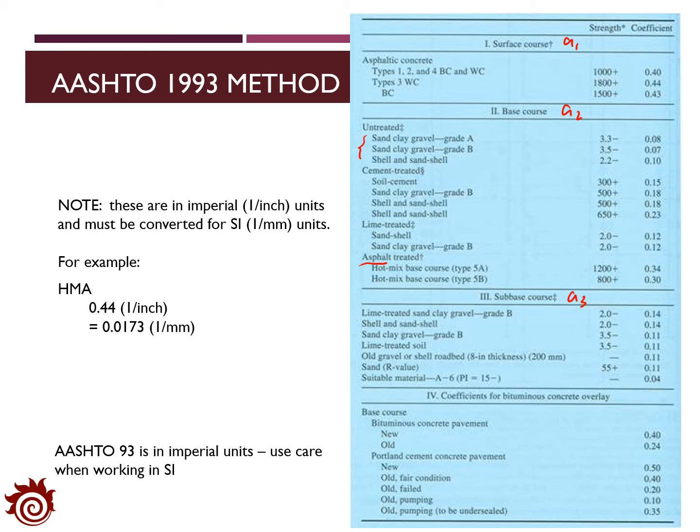Moreover, for this table, you have to use the imperial units instead of the international system of units. For example, for the hot mix asphalt layer, 0.44 represents 0.0173 per 1 millimeter.